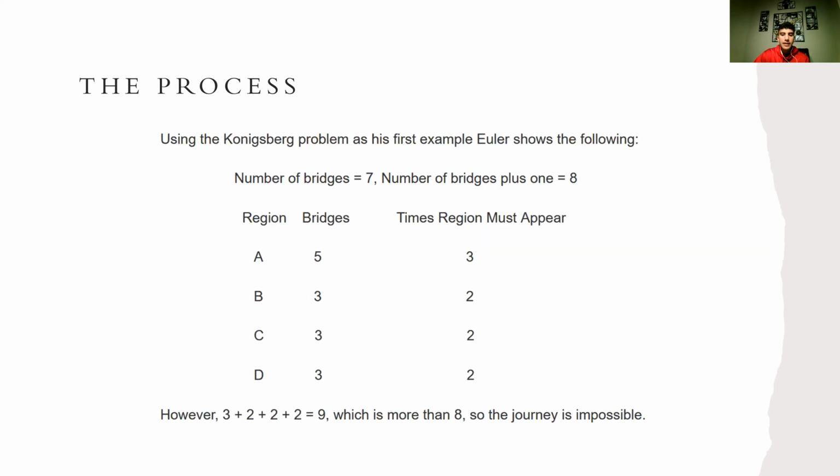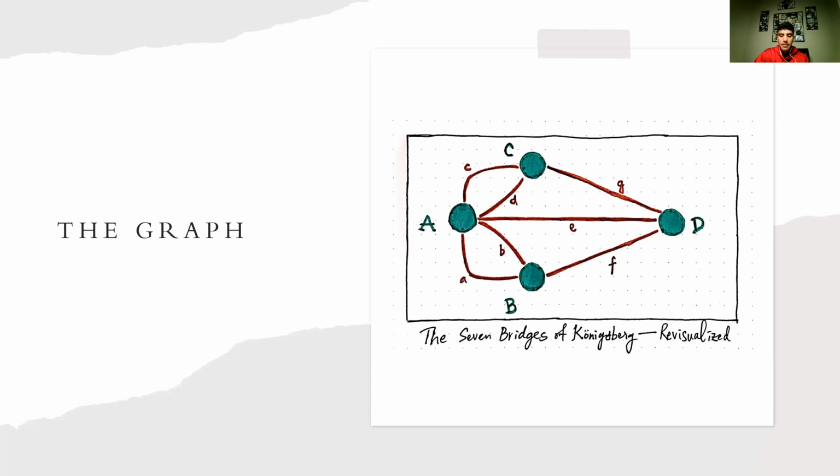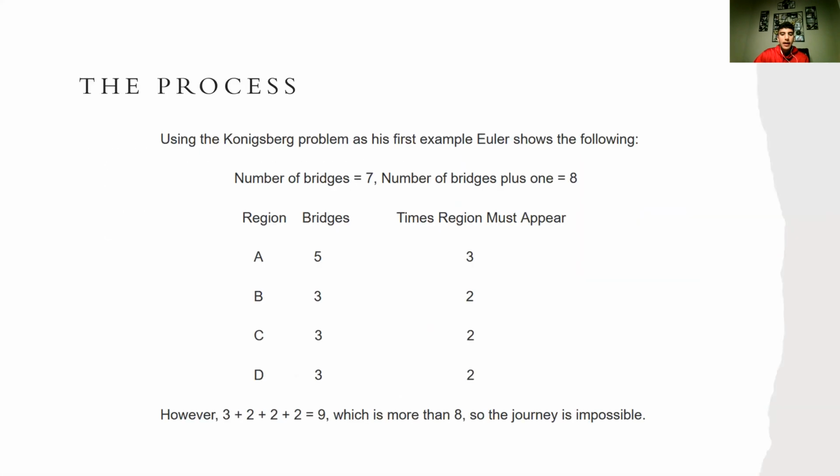As you can see here from that example, you have the regions A, B, C, and D. A has 5 bridges coming out of it, B has 3, C has 3, and D has 3. To find the times the region must appear, you divide all of those by 2. Because those are all odd numbers, they all round up by 1. As you can see at the top, the number of bridges in total is 7, so the number of bridges plus 1 is 8. When you add up all of the times a region must appear, you get 9, which is more than 8, which means that the journey is impossible, that you're going to be missing out one of the bridges.